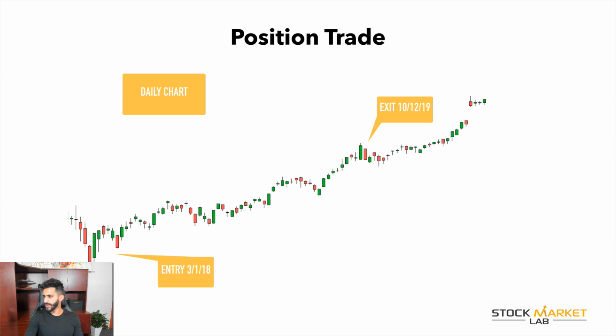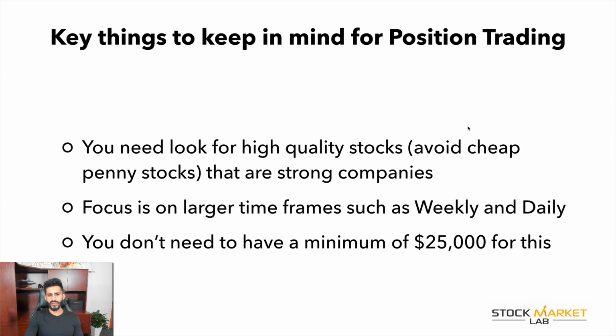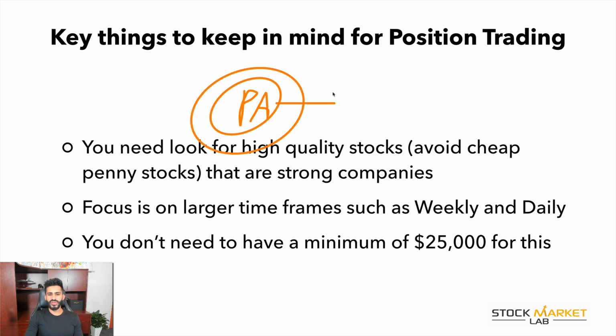Key things to keep in mind for position trading are very similar to swing trading. You need to look for high quality stocks, once again, that are strong companies. Avoid cheap penny stocks if you want to position trade. Focus is on larger time frames such as weekly and daily time frames. You don't need to have a minimum of $25,000 for this once again. Obviously price action is key, but for stocks you're looking to position trade or swing trade, you don't just focus on price action. You need to have news, market events, economic events, what's going on with the world. All these things play a role.